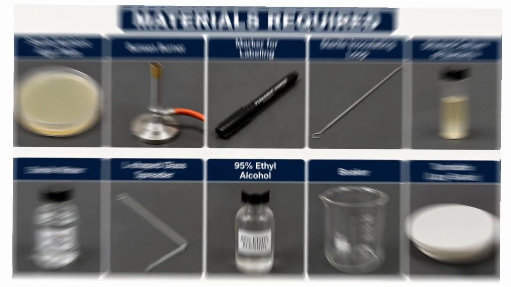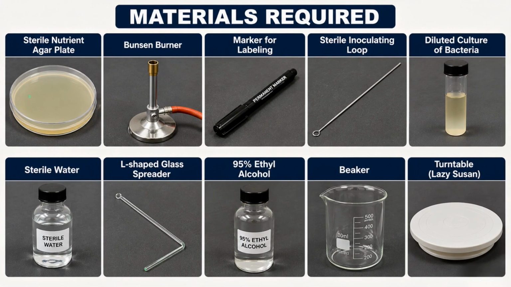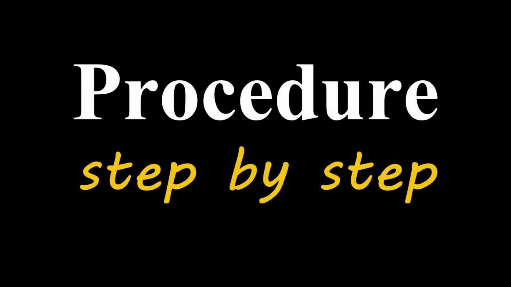Materials required for this practical include the following: sterile nutrient agar plate, Bunsen burner, marker for labeling, sterile inoculating loop, diluted culture of bacteria, sterile water, an L-shaped glass spreader, 95% ethyl alcohol, a beaker, and a turntable. Now let's perform the practical step by step.